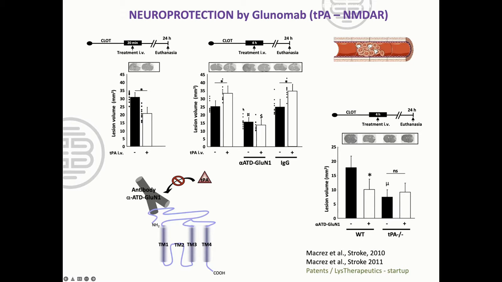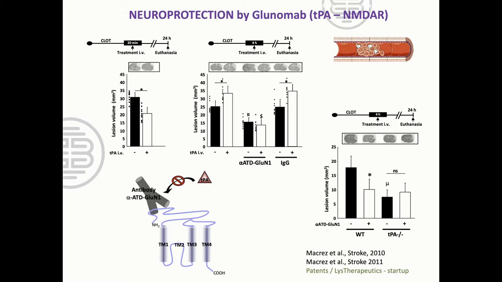alone. So which means that glunomab, by blocking the deleterious effect of TPA on NMDA receptor, neuronal and endothelial cells, can rescue the only beneficial effect of rTPA-induced reperfusion, with an improvement of the functional recovery and lesion volume.